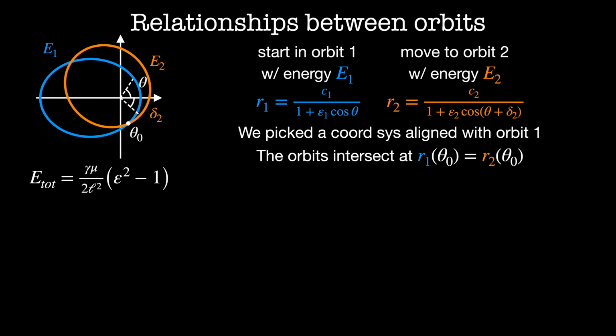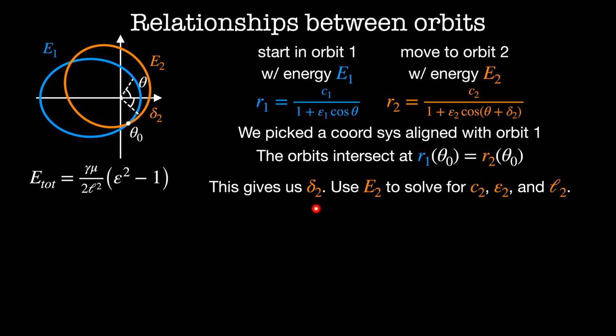These two orbits intersect at R1 of theta 0 is equal to R2 of theta 0. We can use this equation to solve for delta 2, and then we use the definition for E2 to solve for the constant C2, as well as the eccentricity of the second orbit and the angular momentum of the second orbit. How should I think about going from orbit 1 to orbit 2?